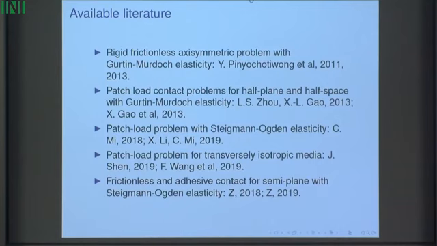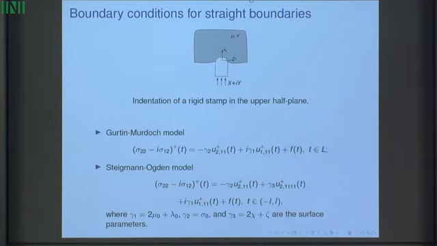So anyways, I will illustrate what is going on on the example of the frictionless problem. The adhesive problem is pretty similar actually. There are some differences, but the main ideas are the same. If we look at the boundary conditions for the Gurtin-Murdoch or Steigmann-Ogden model, you have seen that the conditions are relatively complicated, and a straight contour is actually the simplest geometry where you can write those conditions. So for straight contours, everything is relatively simple.